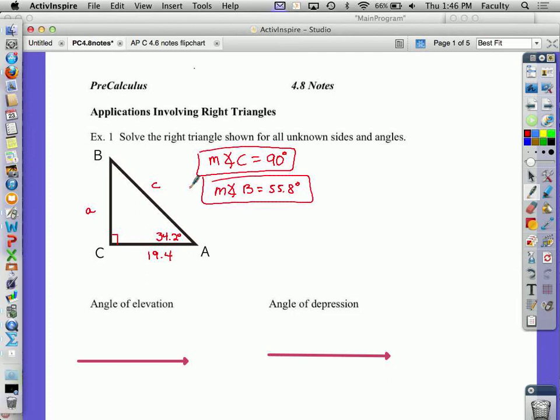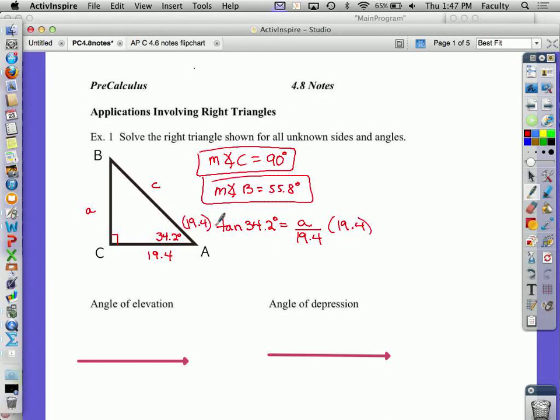Now we need to find side A and side C. I'm going to start with A. And right now, I'm looking for the opposite side, and I have the adjacent. That's tangent. So we're going to need our SOHCAHTOA. So I have the tangent of 34.2 degrees equals A over 19.4. So if we want to solve this for A, we're going to multiply both sides by 19.4.